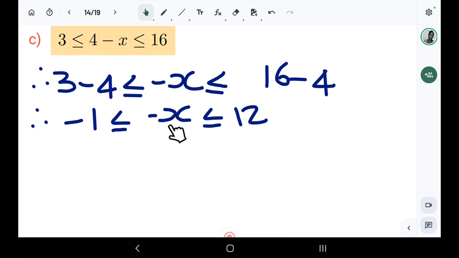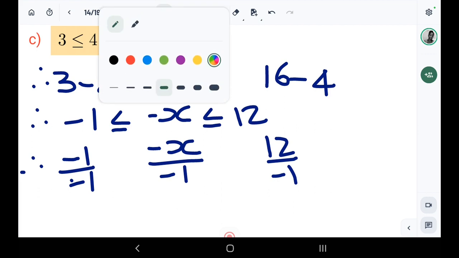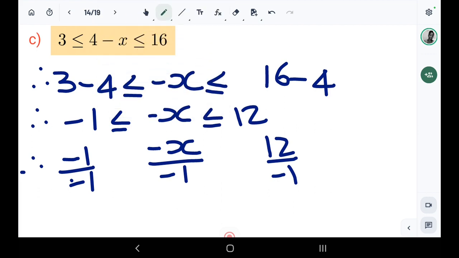Now you've got a negative x in the middle, and you're supposed to divide that by a negative number to make it positive. So what you do is you divide all of the sides by negative 1. But remember, whenever you divide or multiply by a negative number, you switch your inequalities around. So the inequality now switches. It becomes greater than or equal to instead of less than or equal to.